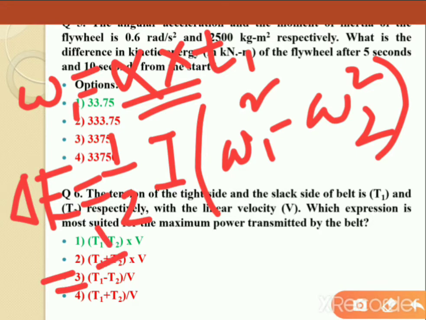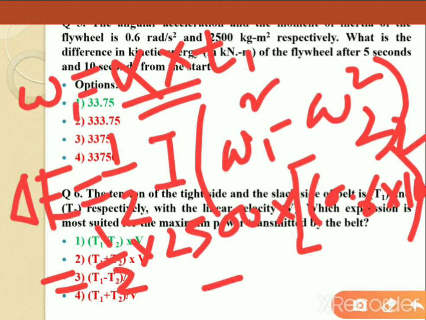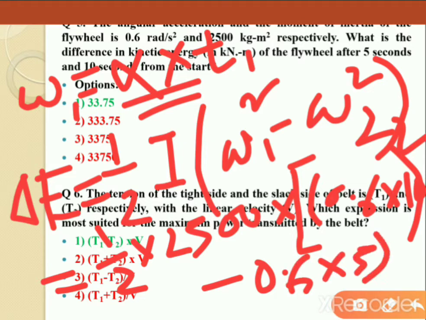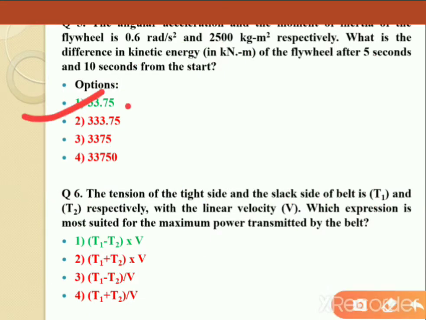So ultimately we will get half into I, the value of I is 2500, and omega 1 is here 0.6 into 10 whole square, minus omega 2 is 0.6 into 5 whole square, bracket close. So after calculating that value, we'll get option 1 is the correct answer, 33.75. Let's come to the next question.